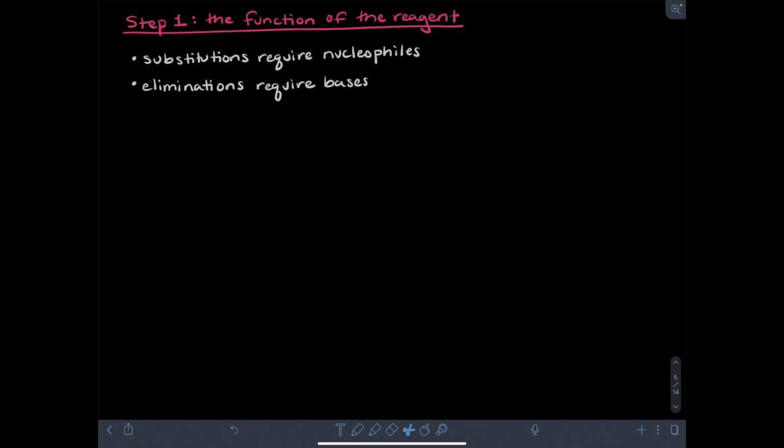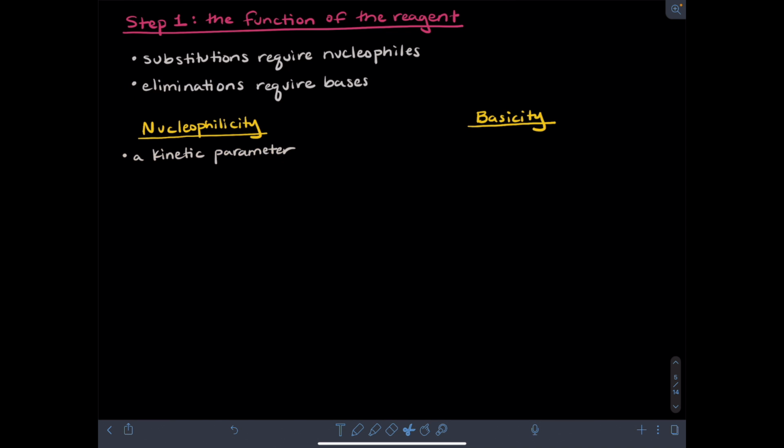In step 1, you're going to be figuring out the function of the reagent. Is it a nucleophile or is it a base? Keep in mind that substitution reactions require nucleophiles, and eliminations require bases. I'm going to compare nucleophilicity to basicity.